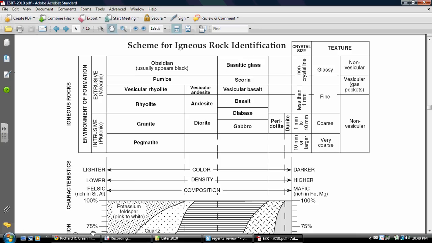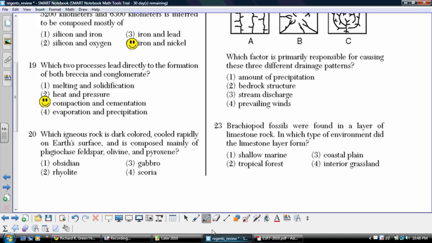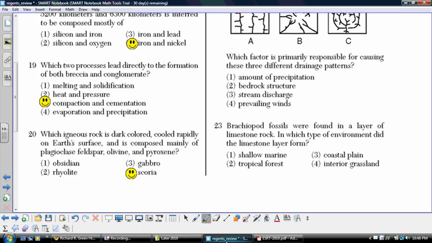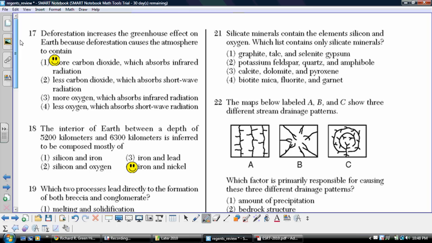And when we look at our answer choices available, scoria would, I believe, be the extrusive one. Right? Scoria is an extrusive texture. Gabbro is an intrusive rock, so gabbro would not be able to be used. All right, great. Back over here, that's going down. Okay.